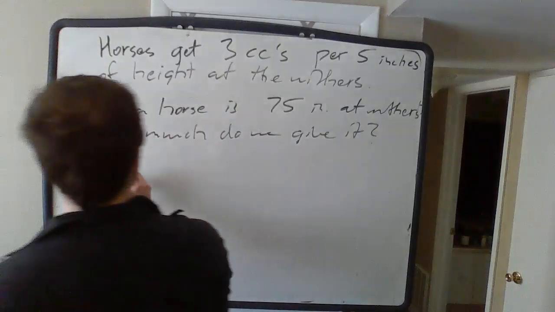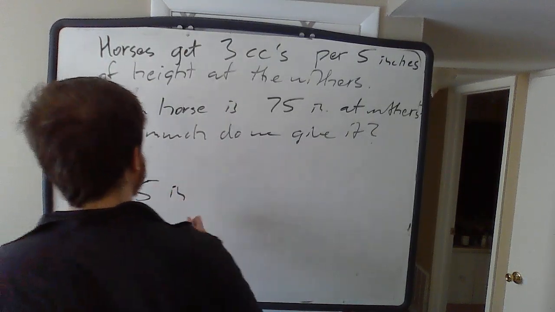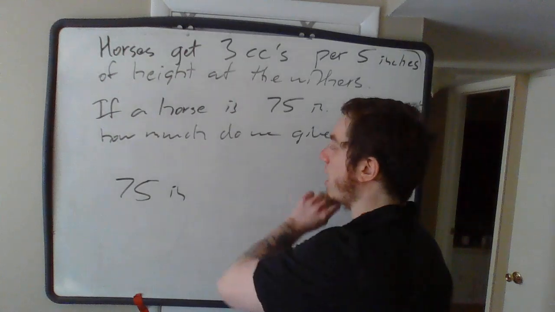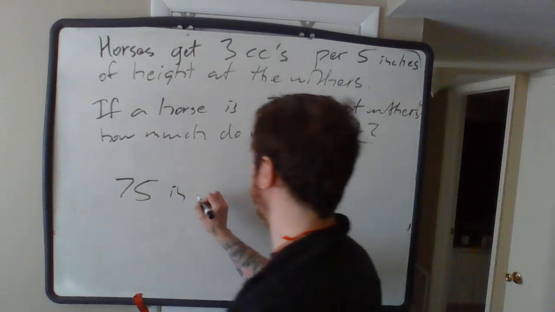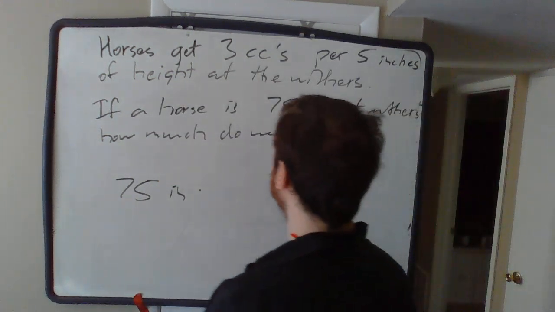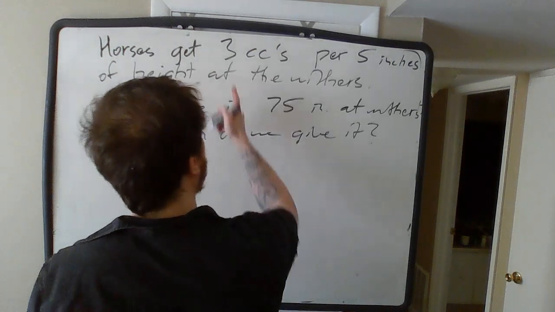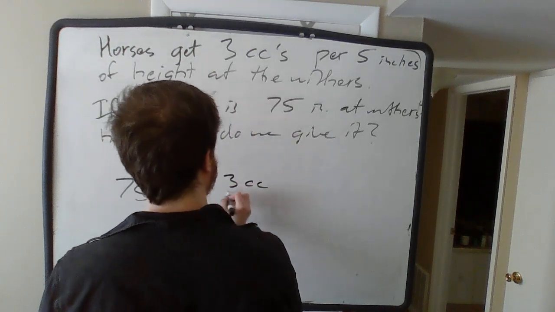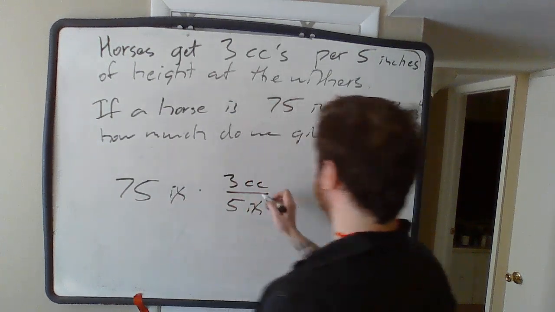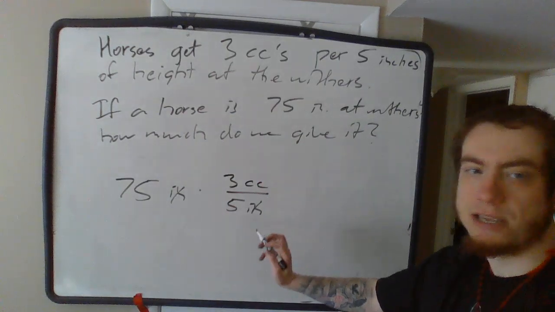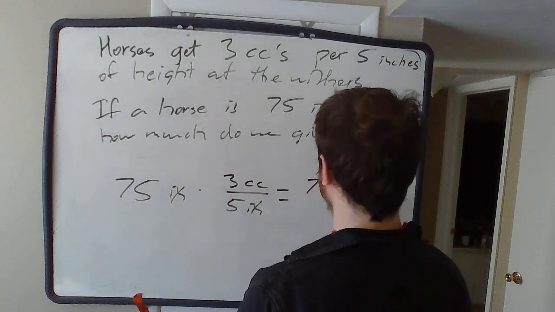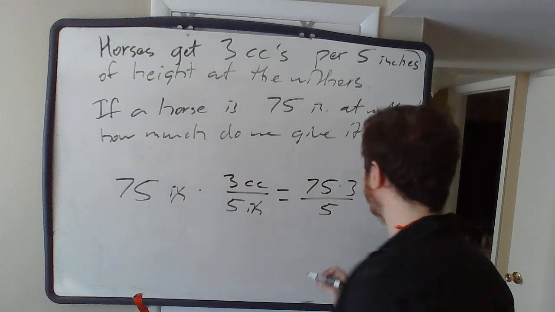So we're going to take our 75 inches, and it's really inches at the withers, although I'm not going to keep writing out all of those units. Just keep track of that in your head. 75 inches at the withers times, let's see, we said 3 cc's per 5 inches. The inches will cancel here and leave me with the cc unit, which is what I want. So this becomes 75 times 3 divided by 5.